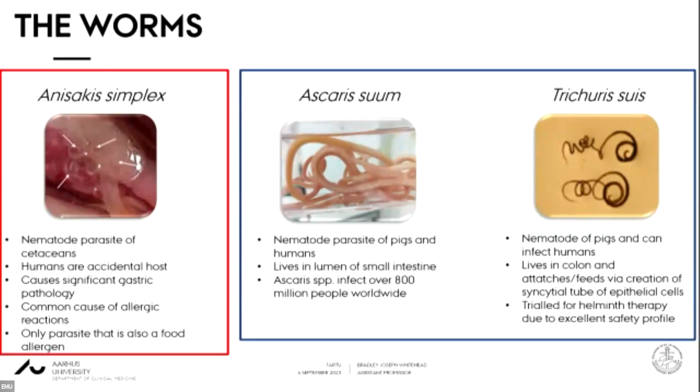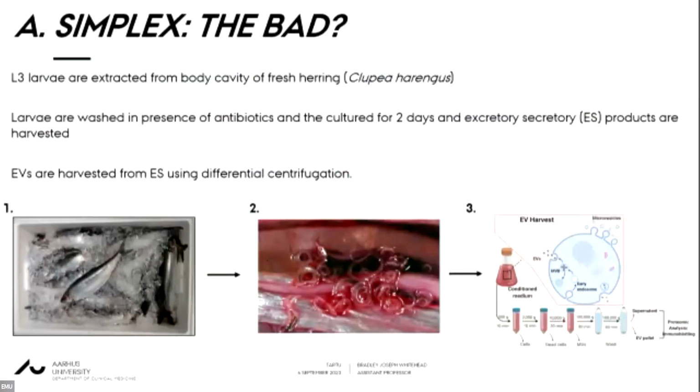The Anisakis simplex is the sole reason that we freeze fish for sushi. It's quite a common accidental infection of humans. It causes quite significant pathology, and it's quite unique in that it's the only parasite that's a registered food allergen. So in areas of Japan, more people are allergic to the actual worm than are allergic to fish itself. So we're going to introduce them as the good and the bad. So we'll start with the bad.